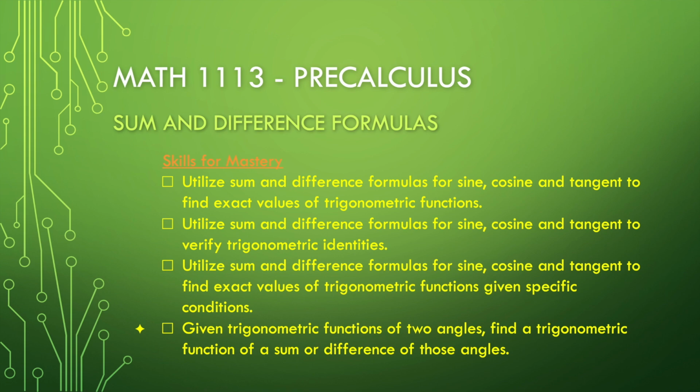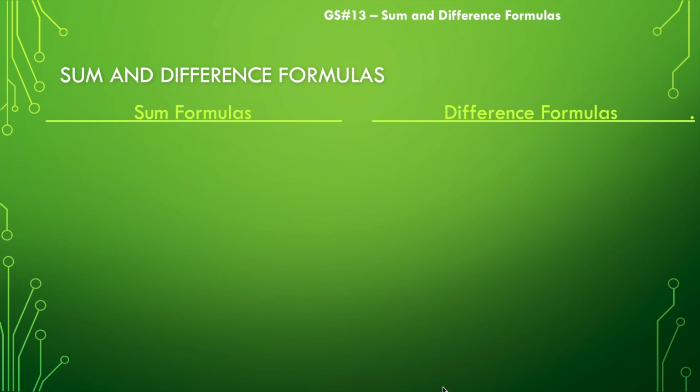So let's jump in. We will see that the sum formulas and difference formulas are similar, but they will differ in terms of their signs, S-I-G-N-S. Let's look at the sum formula. If you have the sine of a sum of two angle measures, then we can calculate that by the sine of the first angle measure times the cosine of the second angle measure plus the cosine of the first angle measure times the sine of the second angle measure.